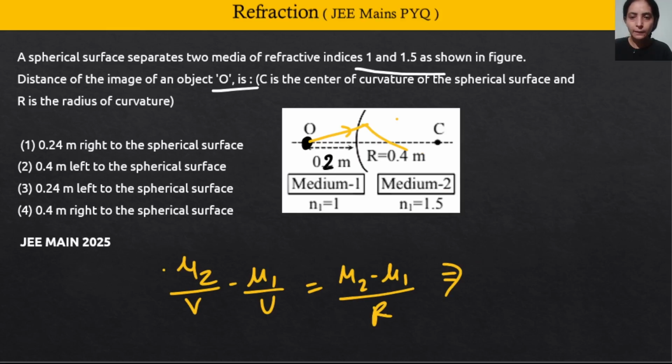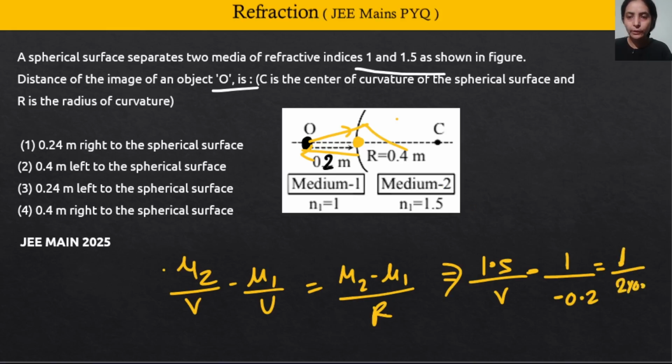So here you write 1.5 by v, we don't know, minus mu 1 by u, that is 1 by, use sign convention, you measure the distance from here in this direction, which is opposite to the direction of incident light. So this will become minus 0.2 equal to mu 2 minus mu 1. That is how much? This is your 1.5 minus 1. So 0.5, that is half R. Okay, so half into 0.4. Then this is what we are getting.